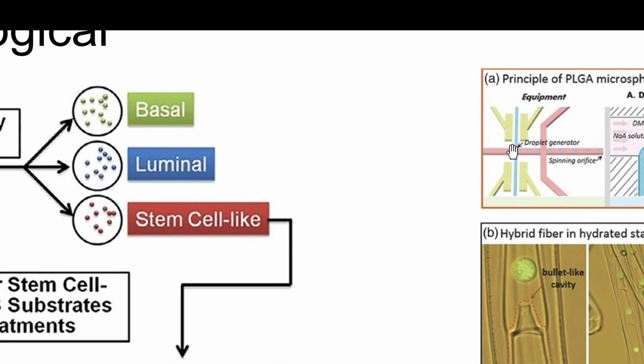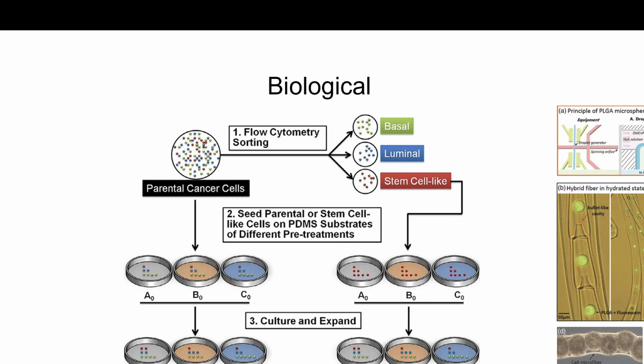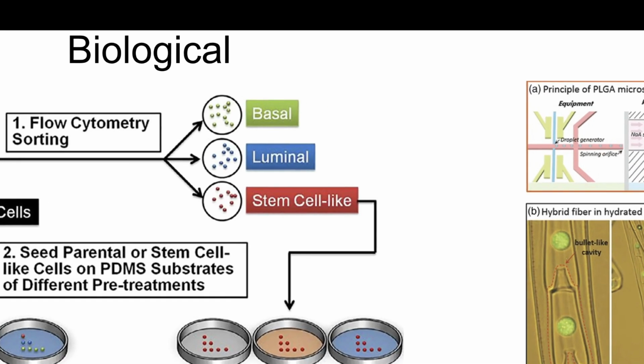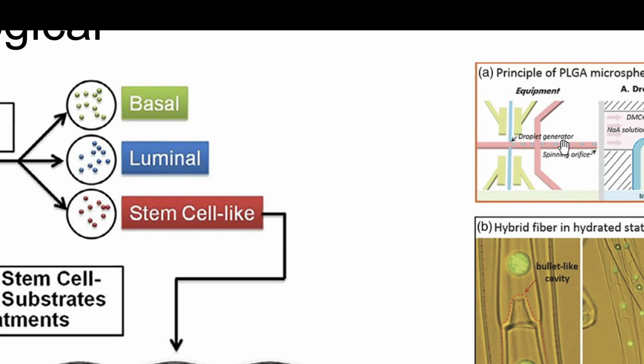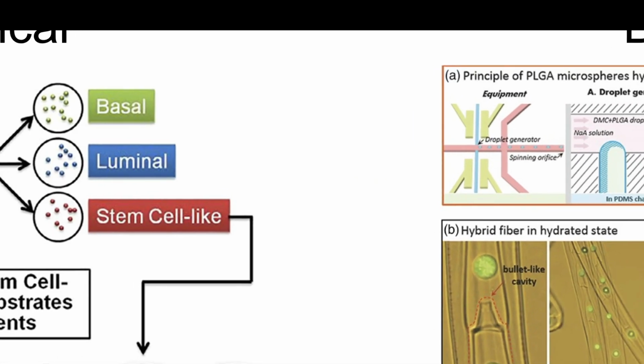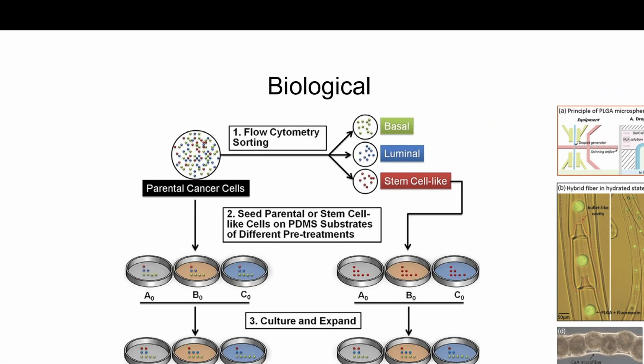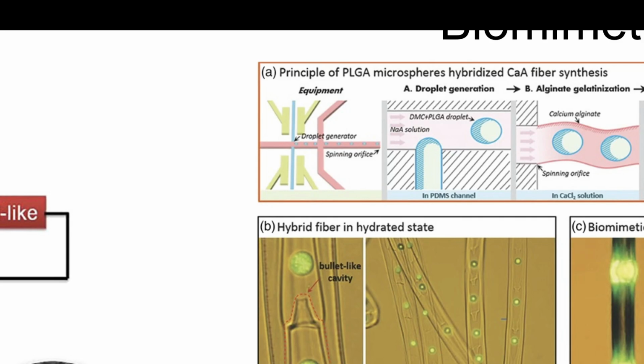Here you can see the droplets are generated. These are PLGA droplets. PLGA is a lactic and glycolic acid mixture. Okay, so it is an aliphatic polyester, and this kind of micro droplets have been trapped inside the cavity. You can see this here. So these are the PLGA microspheres, which give strength to this fiber.